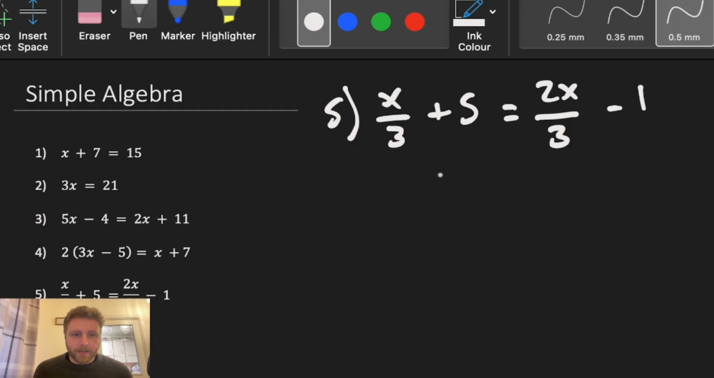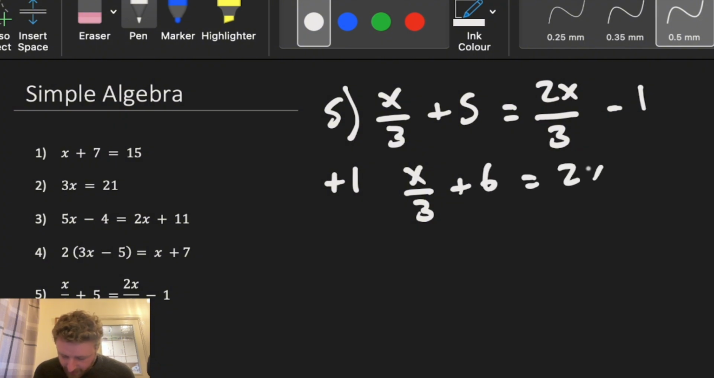One of the things I can do is I can add 1 to both sides. So let's just do that and just tidy it up. So if we add 1 to both sides, we're going to get x over 3 plus 6 is equal to 2x over 3. And then there's a few things we can do. We could multiply it out now. So we could multiply it by 3 now, or we could actually just take this x over 3, we could take it off both sides. So that might be an easy way of doing it.